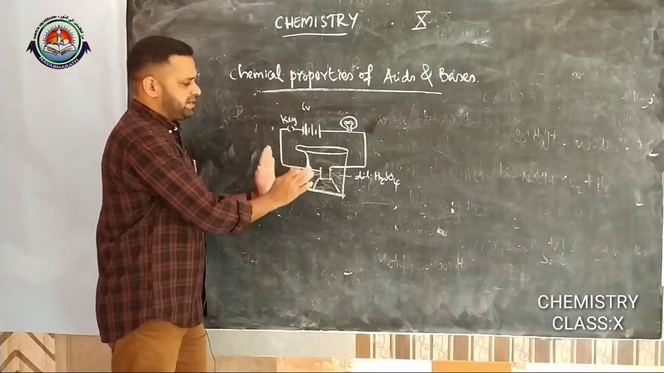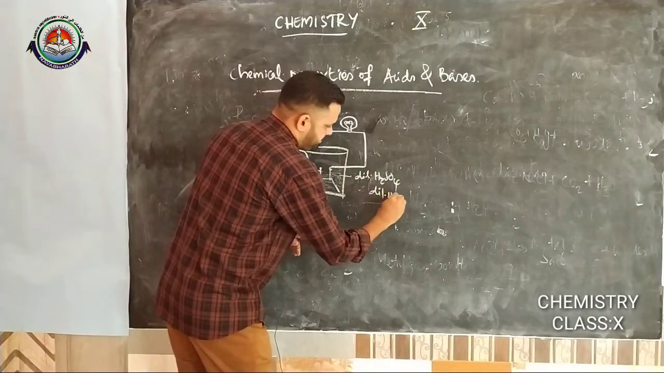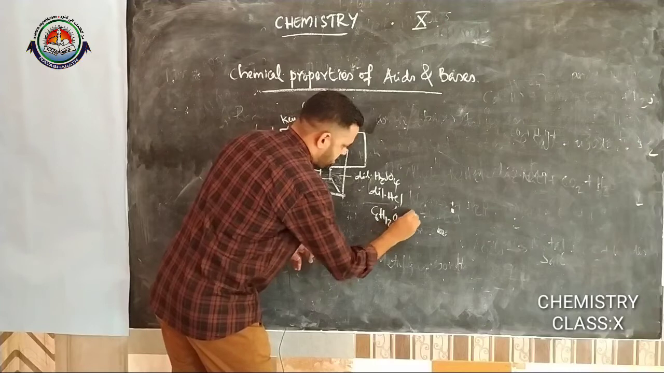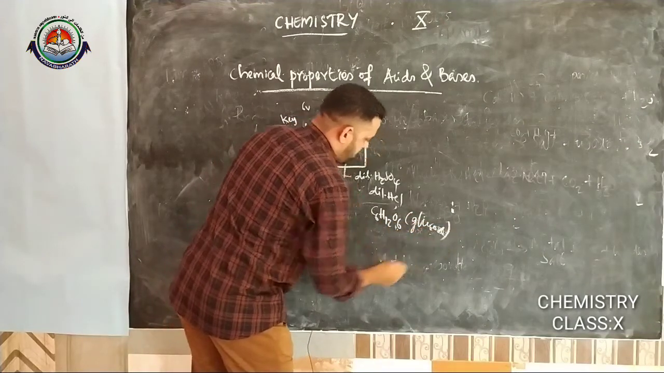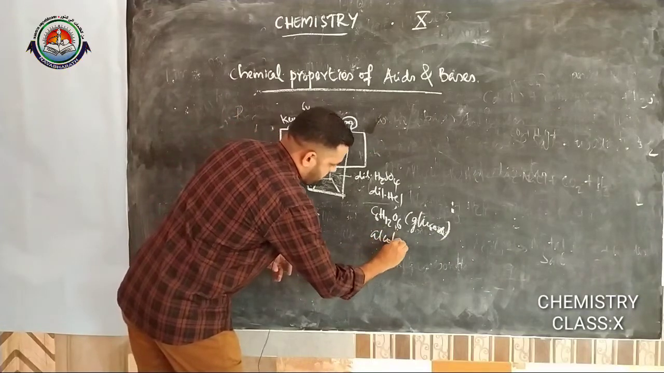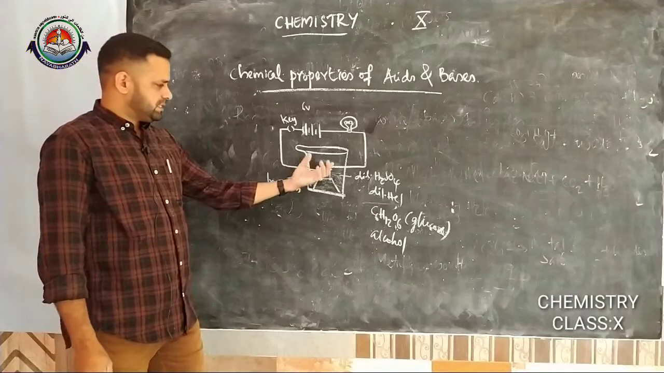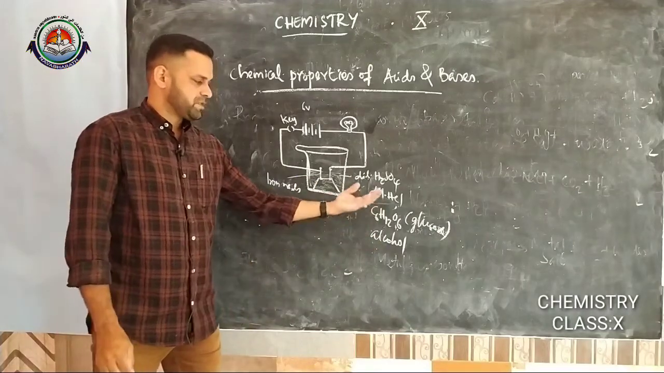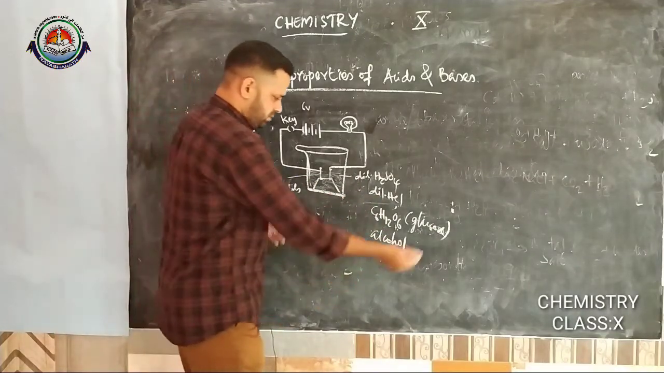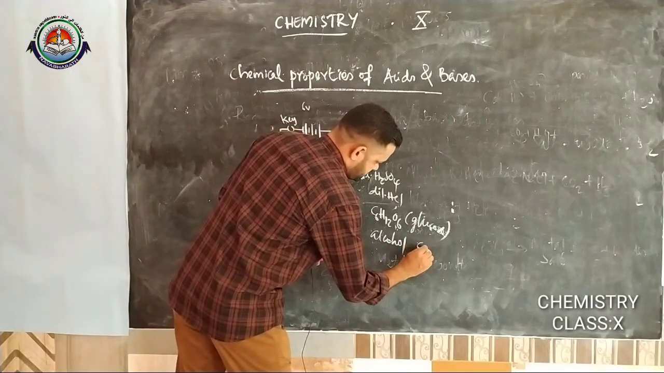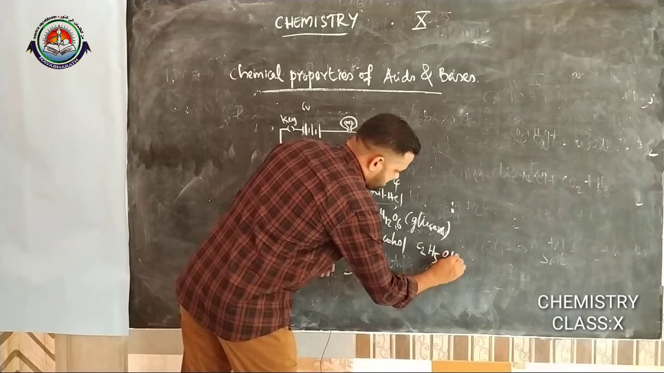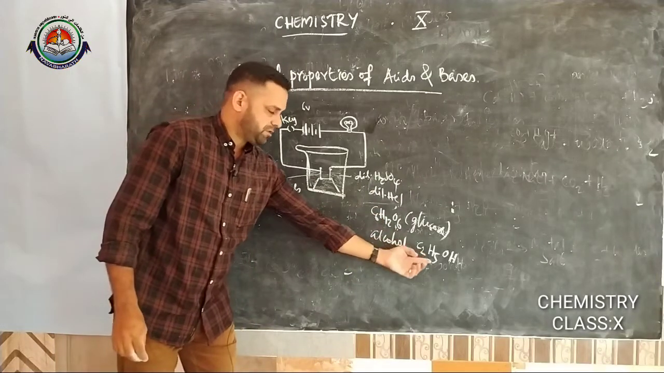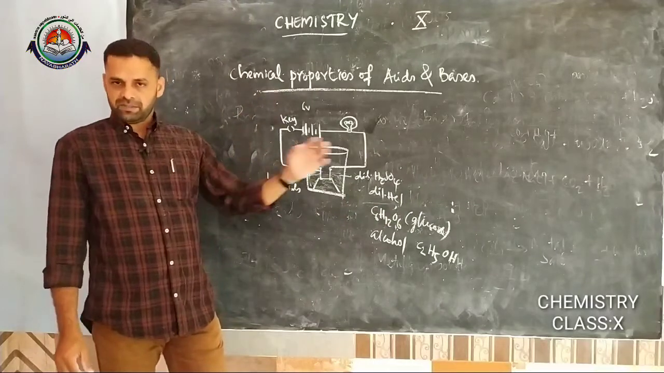The same experiment can be done with dilute HCl, then glucose, that is C6H12O6, and also alcohol. We can do these experiments with different solutions: dilute sulfuric acid, dilute hydrochloric acid, glucose and alcohol. Take an example, alcohol, ethanol, C2H5OH. See, H2SO4, HCl, C6H12O6, C2H5OH, all of them contain what? Hydrogen. All of them contain hydrogen.